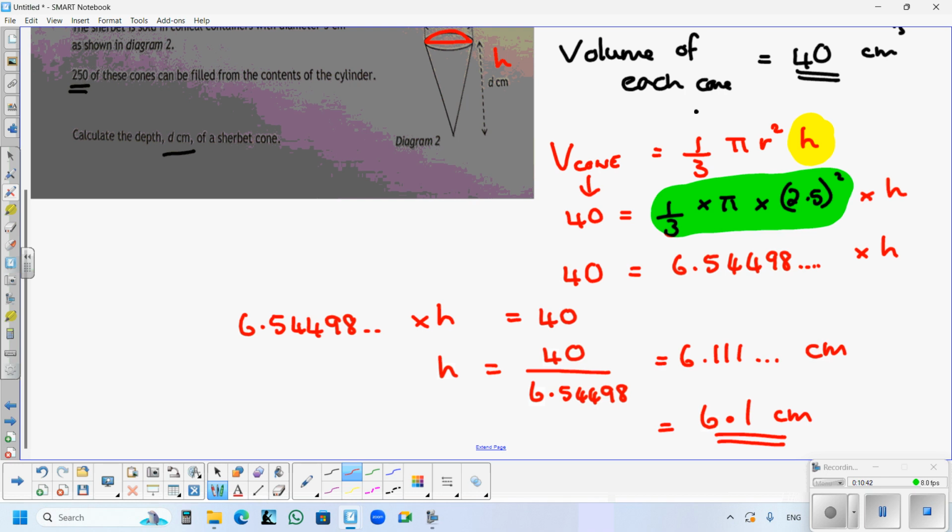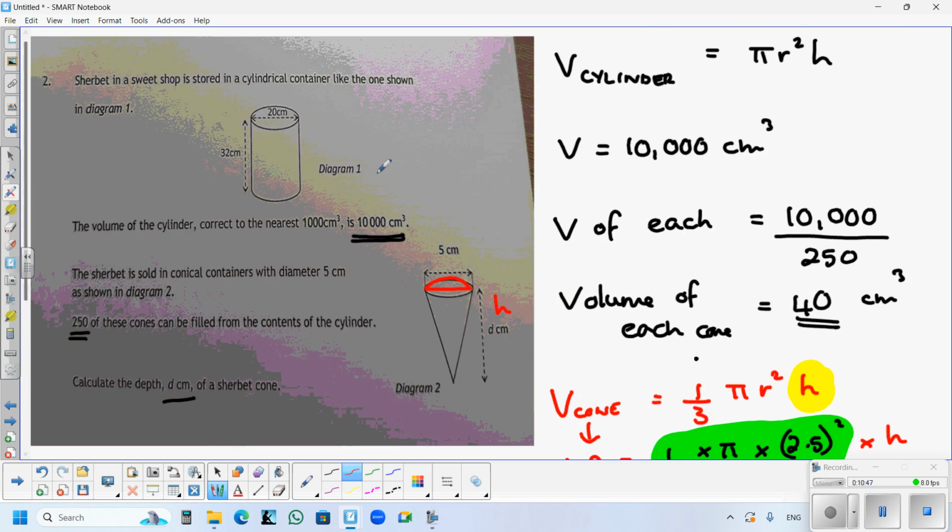Right, so I'll go back through that again. Although they gave us dimensions in that, they told me the answer to the volume of that, so I didn't need to work it out. They told me to the nearest 1,000 it was 10,000 centimetres cubed, so I'm just going to use that. That 10,000 centimetres cubed is the amount of sherbet in there, and it's got to be poured into 250 of them. So I'm going to share that volume out by 250. So 10,000 divided by 250 means that each one of these wee cones gets 40 centimetres cubed.